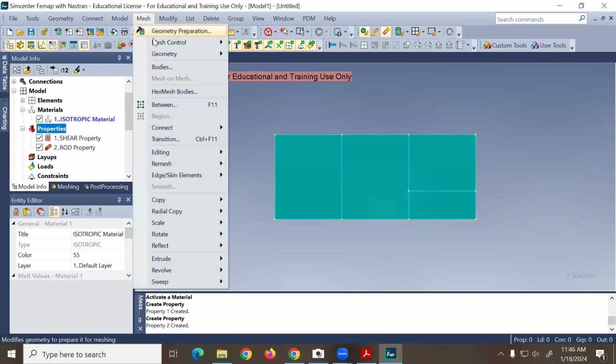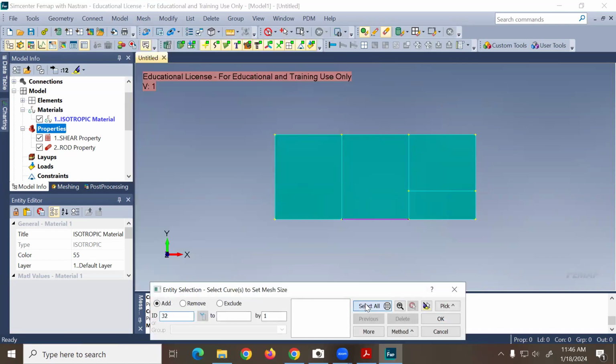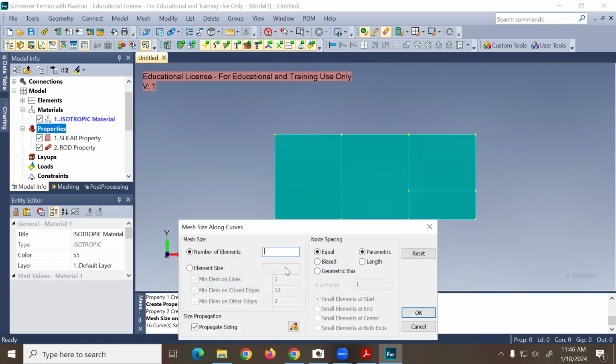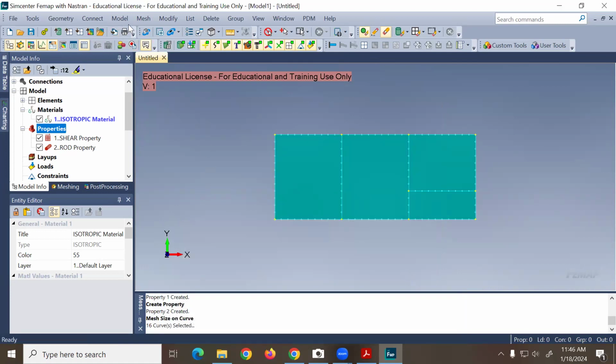So now I'm going to mesh this. Mesh control, size along curve, select all. Let's say I put here 25. No, element size 25, goes to 50. Okay, so that looks okay.